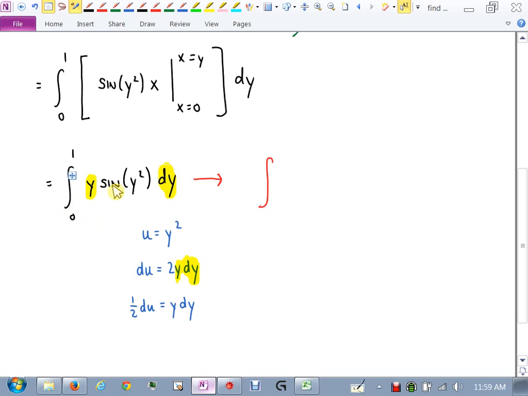So this is going to turn into what? Sine of what's y squared for us? u. So that's sine of u. And then what is the y dy replaced with? Half of du, right? So I'm going to pull the half out and put the du at the end. What is the antiderivative of sine of u? Negative cosine u.